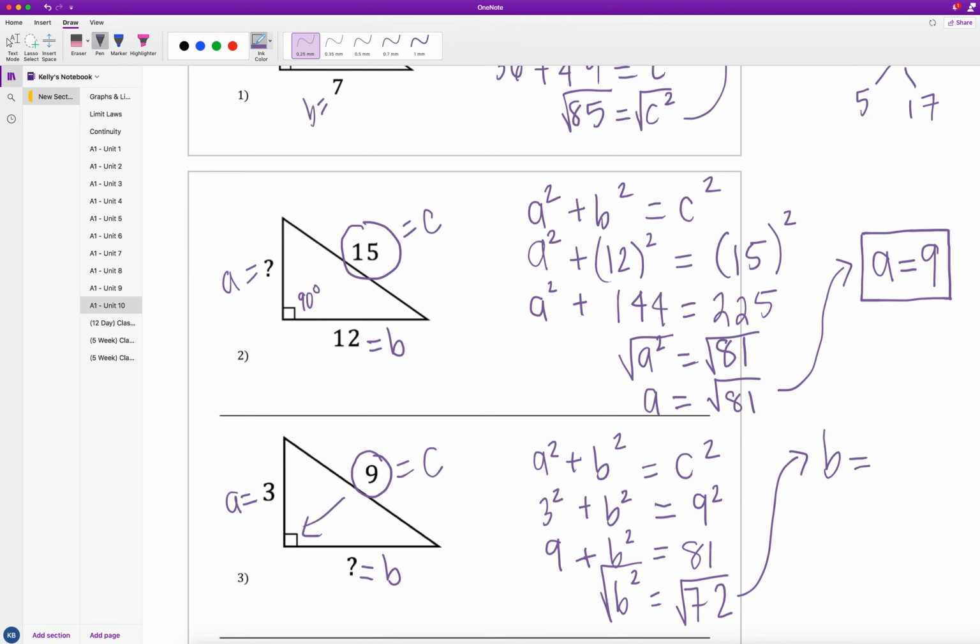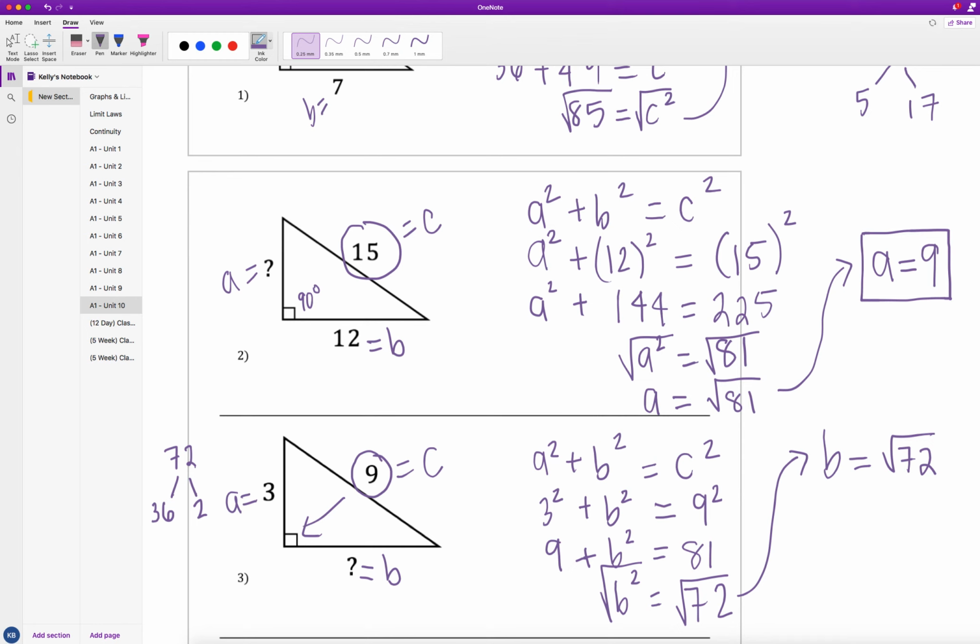So we end up with b equals the square root of 72. Can we simplify this down any further? In this case, we can. If I factor 72, I'm going to go over here to the left so I have some space. I'm looking for perfect factors inside of it, and I'm looking for the largest perfect factor. And 72 is actually divisible by 36, and it would be 36 and 2.